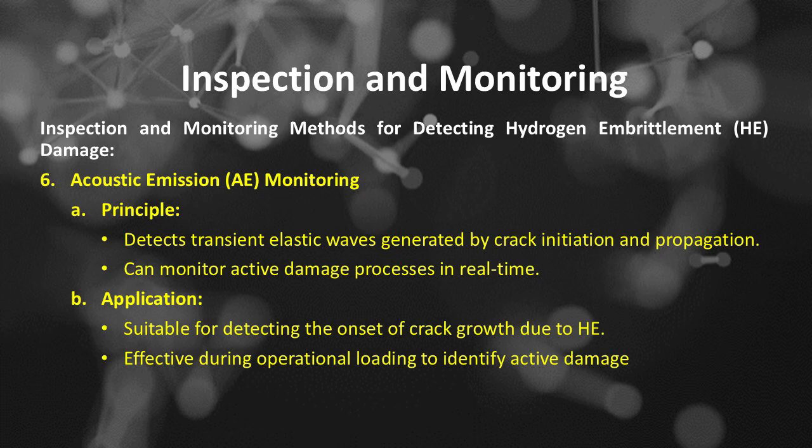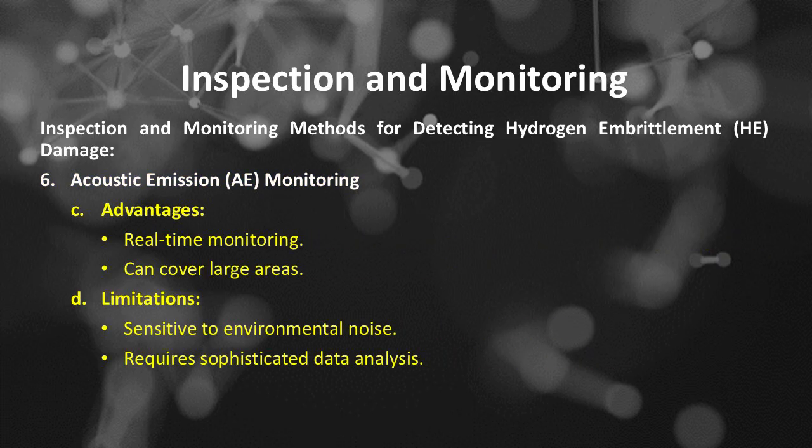Inspection and monitoring methods. Number 6 is acoustic emission monitoring. Its principle is that it detects transient elastic waves generated by crack initiation and propagation. It can monitor active damage processes in real time. Application: acoustic emission monitoring is suitable for detecting the onset of crack growth due to HE, and is effective during operational loading to identify active damage. Advantages include real-time monitoring and covering large areas. Limitations include sensitivity to environmental noise, and requiring sophisticated data analysis.